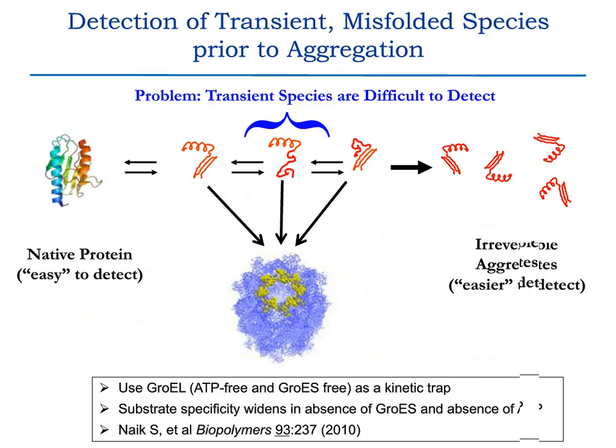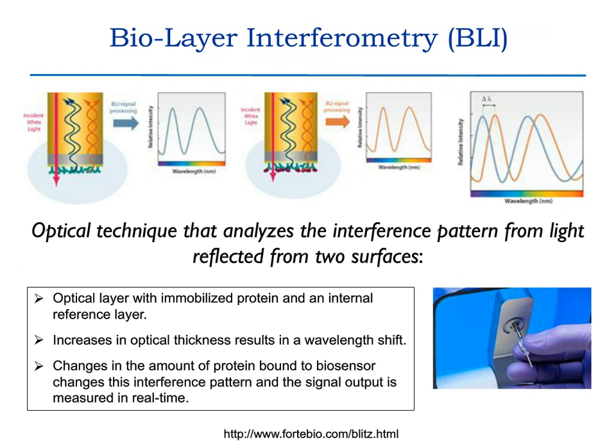So on the left, we have native protein, and we have analytical methods to look at native protein. On the far right, we have irreversible aggregates, and we have analytical methods to look at irreversible aggregates. But the species in the middle, these transient species, those are difficult to detect. And the idea is to use GroEL as a binder to detect their presence. And we do that, as shown in the next slide, by coupling GroEL to a detection system.